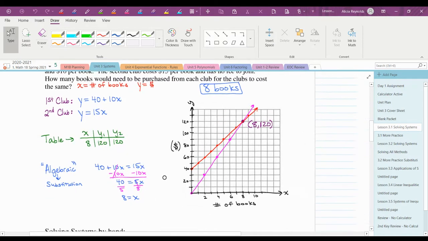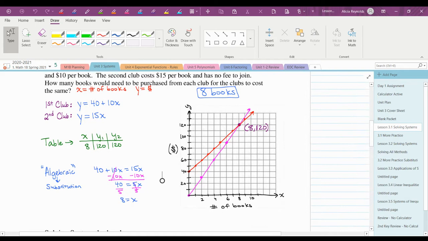So if I want to use a table method, I would want to enter both of these equations in y equals and either go to the table on my TI-83 or create a table in Desmos until I find the x value where my y values are the same. If I'm going to do this graphically, I would want to find the intersection of the graphs. So if we type that in Desmos, the intersection will show up as a gray dot, and we can click on that dot to find out what the ordered pair is.